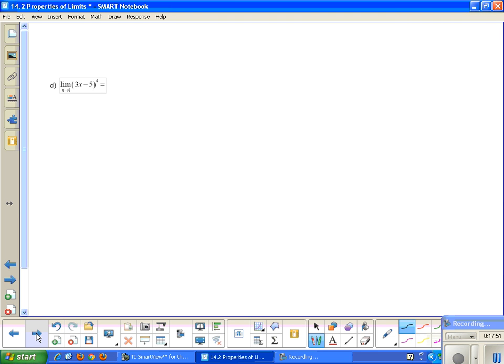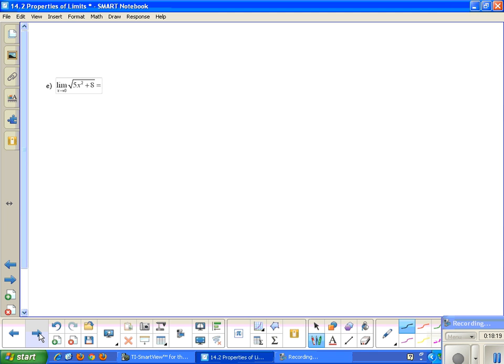We keep going. We have the limit as x approaches 1 for the problem (3x - 5) to the 4th power. Again, my domain is all real numbers, so if I plug 1 into the equation, I get (3 times 1 minus 5) to the 4th power. If I simplify this, 3 times 1 is just 3, and 3 minus 5 is -2. And -2 to the 4th power is just equal to 16, so that would be the limit.